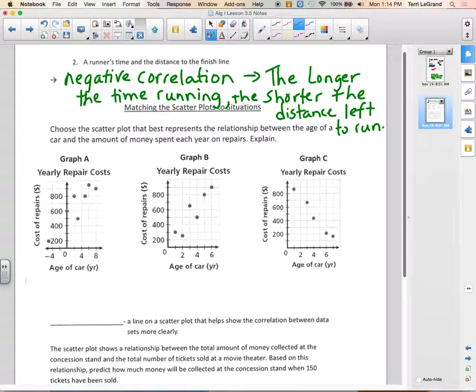Here's what we tend not to do. We don't pay close enough attention to what are the two things that we're comparing. It would be very easy on this one to say positive correlation because the more time you spend running, the more distance there should be, right? But we have to make sure we read, oh, this was distance to the finish line. That's how much distance there is left, okay?